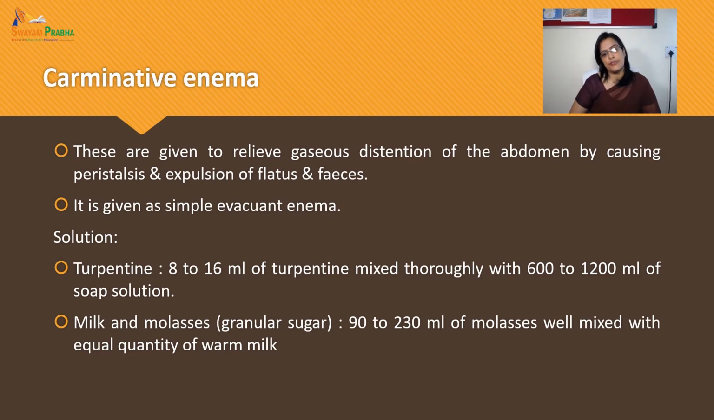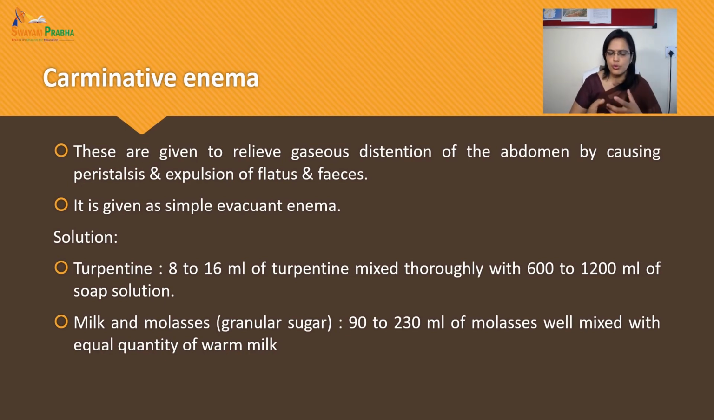Next is carminative enema. These are given to relieve the gaseous distension of the abdomen by causing peristalsis and expulsion of flatus and feces. So it is given as a simple evacuant, basically to relieve the gas distension in the abdomen. Generally for infants it is used, carminative enema for infants of age below 6 months.